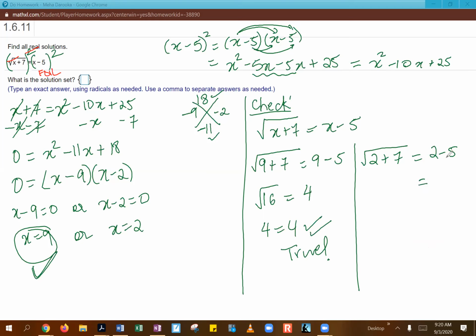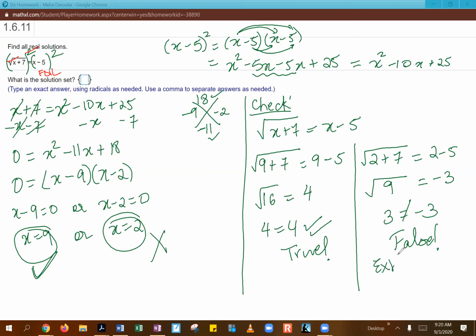Actually, right here, you should see why this is not going to work, because when we do 2 minus 5, we get negative 3. And, you know, of course, we're not going to be getting a negative answer from the left-hand side, because when we add 2 and 7, we get 9. Square root of 9 is going to be 3. And, of course, we are ending up with a false statement on this side, which is, again, telling us x equals 2 is not going to be a solution. So this guy is, you know, what we would call the extraneous root.